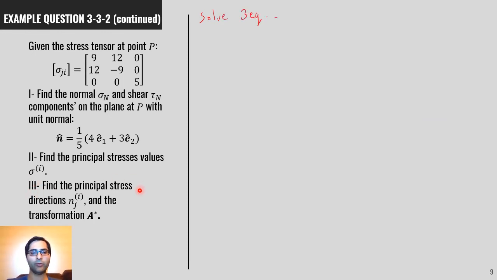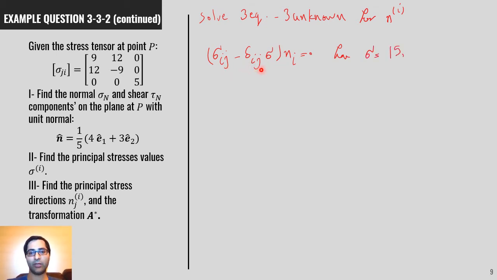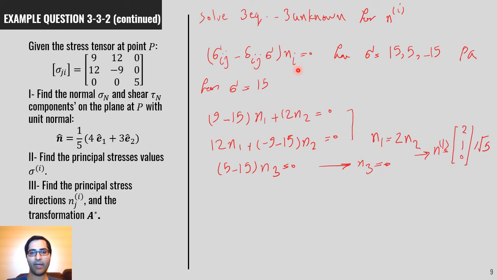For the third part, to find the principal stress directors n, we need to solve the three unknown problem. This is the formulation: sigma ij minus delta ij sigma multiplied by ni equal to 0. We replace sigma by 15, 5, and minus 15, and find ni. Let's do it for sigma equal to 15 first.